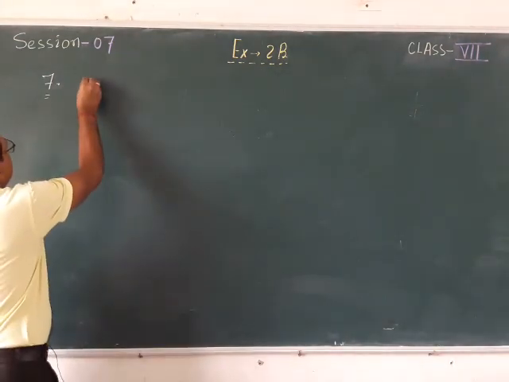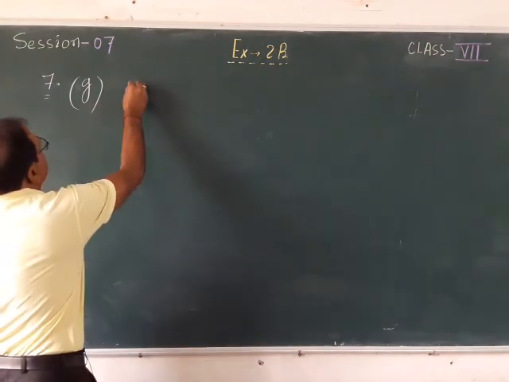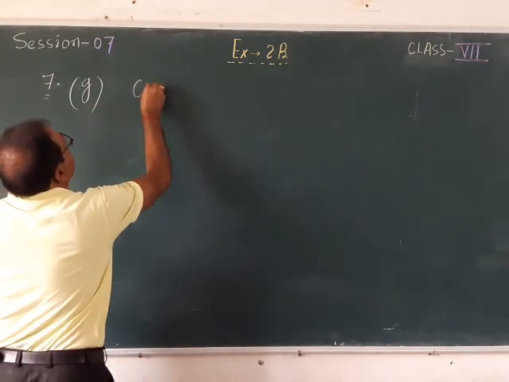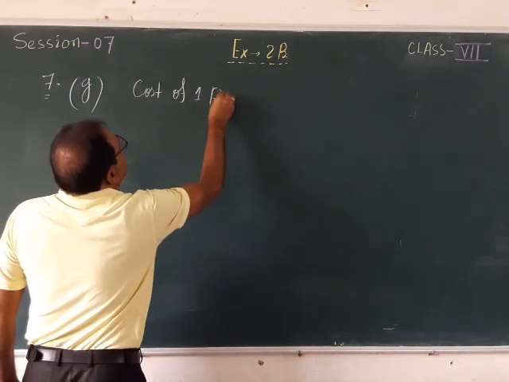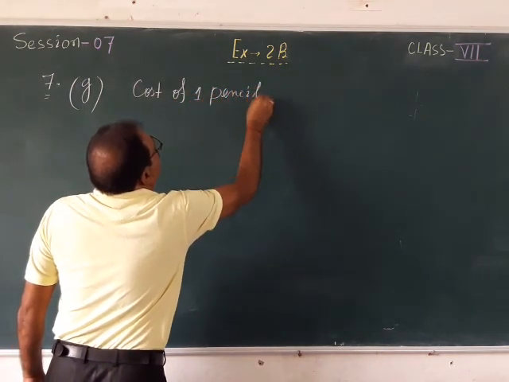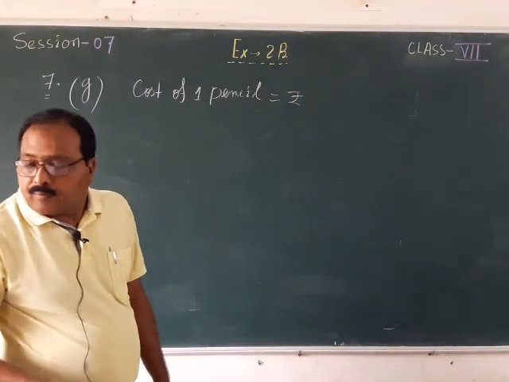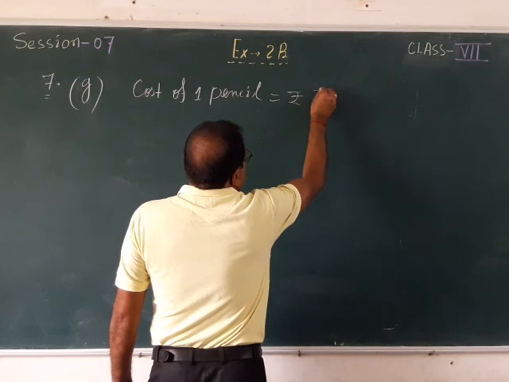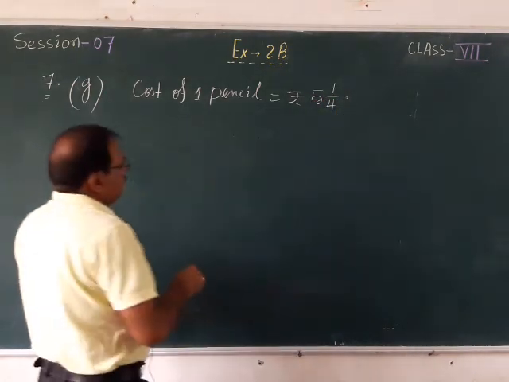So, question number 7. Cost, what is given here? Cost of one pencil is written. Cost of one pencil is given, that is rupees 5 whole and 1 by 4. This is the cost of one pencil.